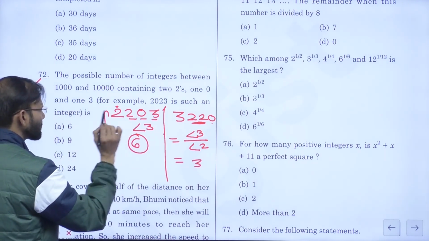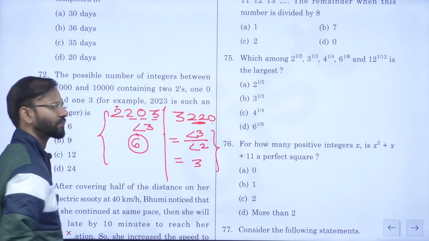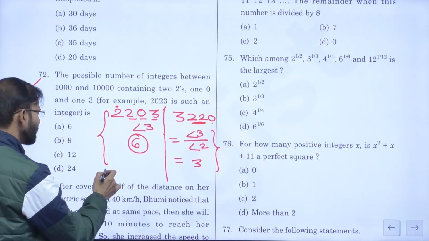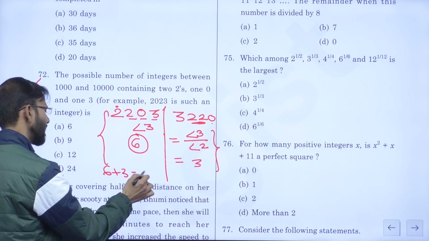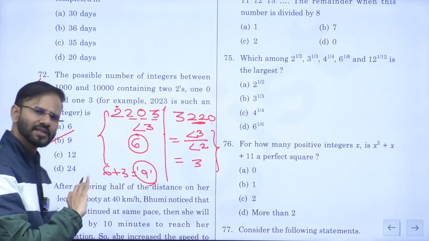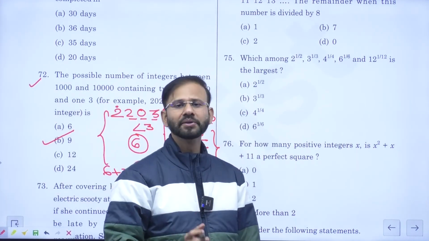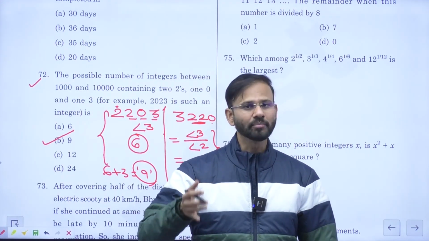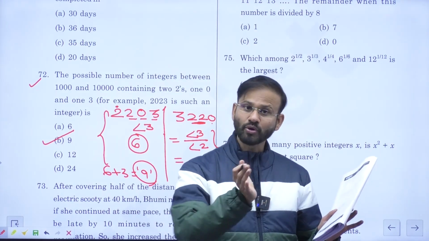So 6 numbers are possible here, 3 numbers are possible here. Okay? So total we have 6 plus 3, total we have 9 numbers possible. Okay everybody, this is the answer. This question was also simple, provided you are very much comfortable with permutation and combination. I mean, especially the number formation part.